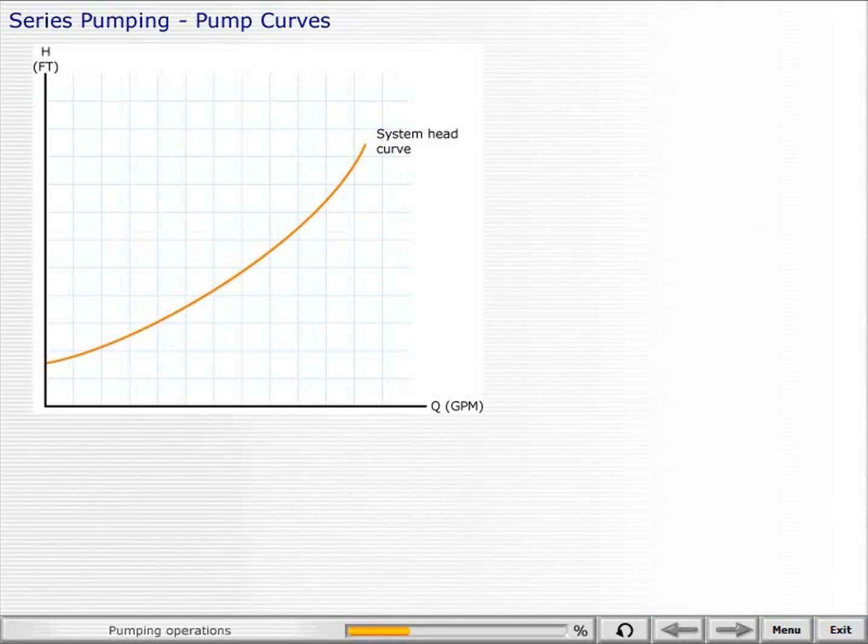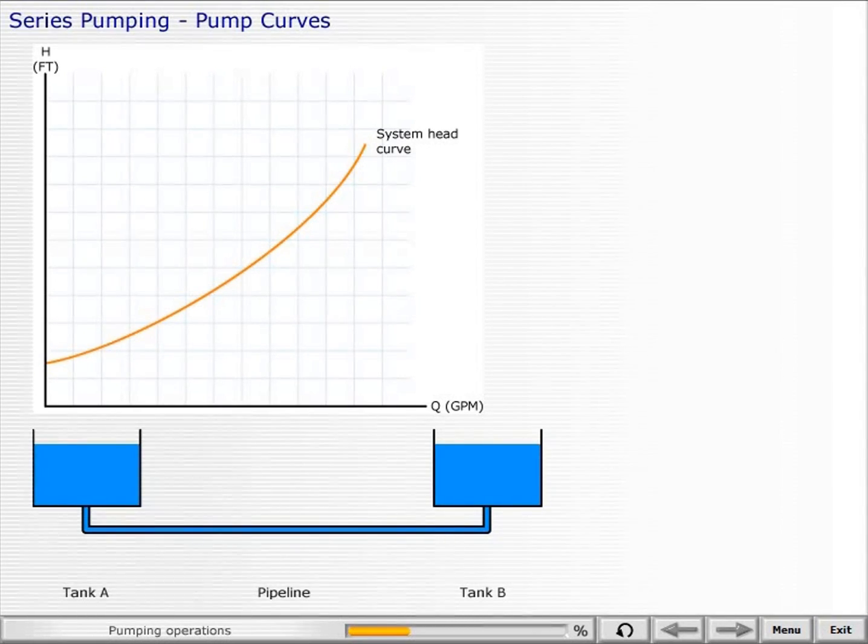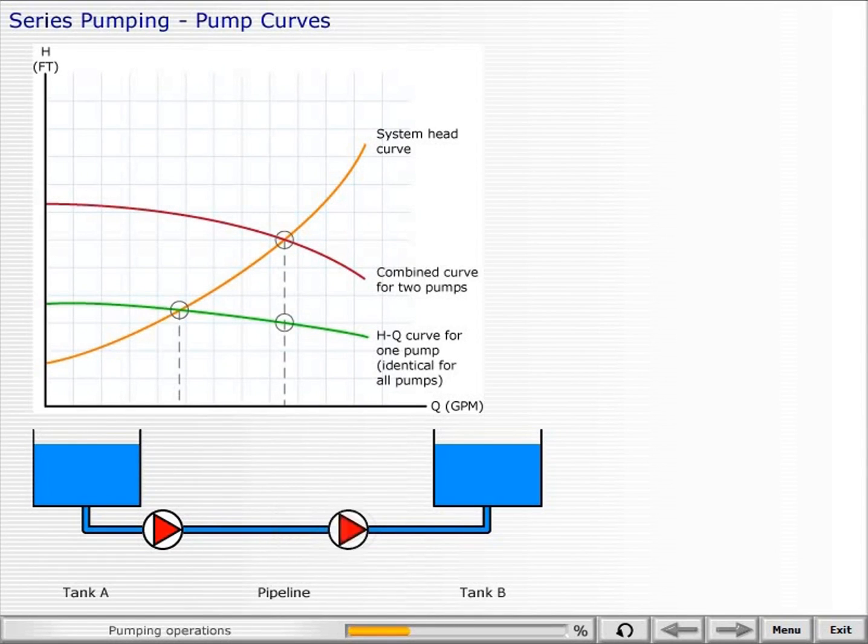Let's take a closer look at pump curves. For the purposes of this lesson, you must create a pump curve chart for identical pumps used in series. Let's start by adding a head-to-flow curve for one pump to the chart. Let's add a combined head-to-flow curve for two identical pumps. Let's add a combined head-to-flow curve for three identical pumps.